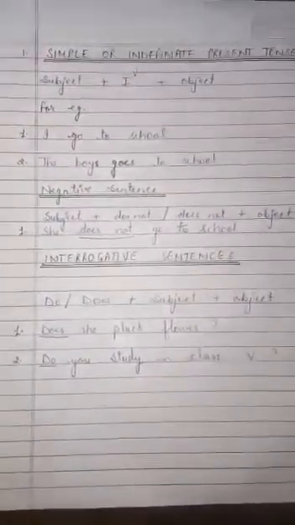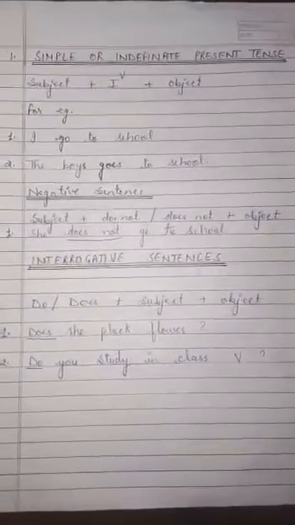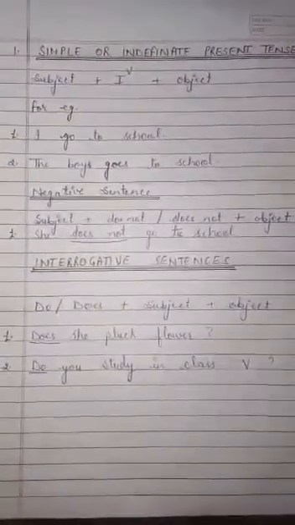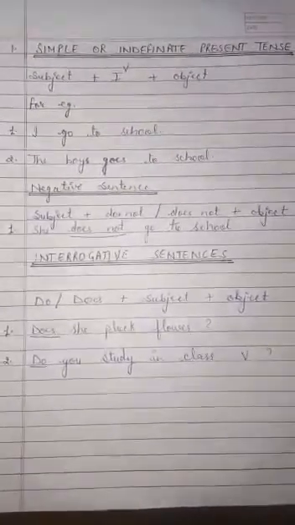For making the negative sentences, we add do not or does not. Subject, then do not or does not, then object. Example is, she does not go to school. For making the interrogative sentences, we use do or does at the start of the sentence. Does she pluck flowers? Do you study in class 5th? In interrogative sentences, a question mark is the most important thing to be put at the end of the sentence.